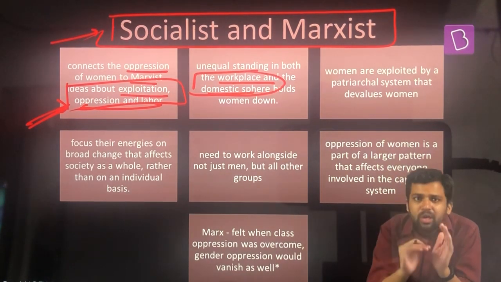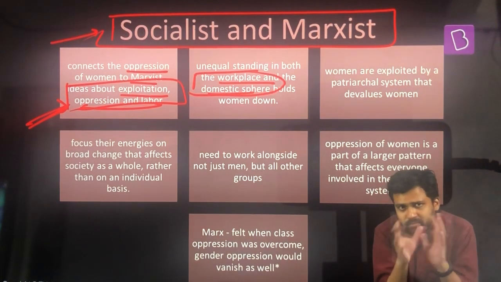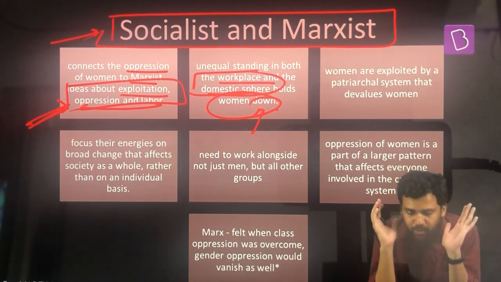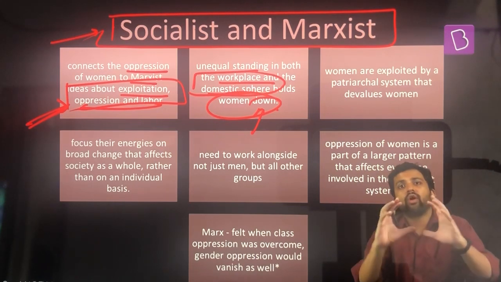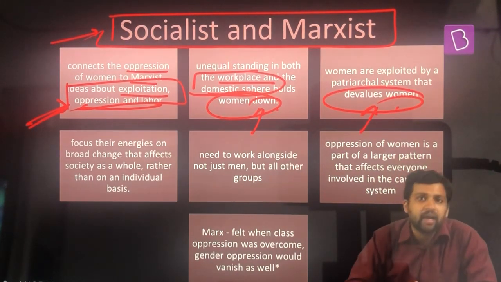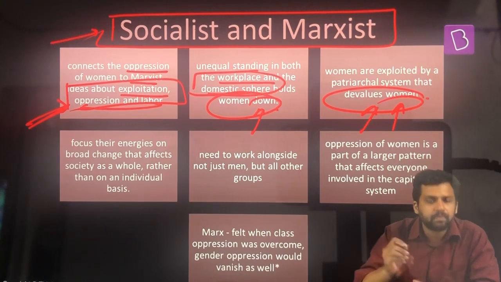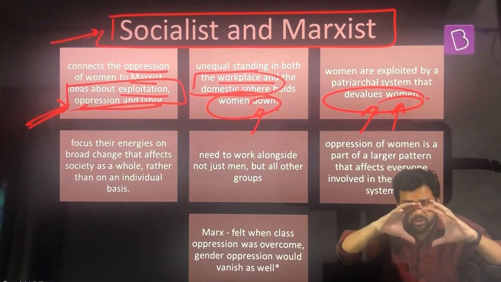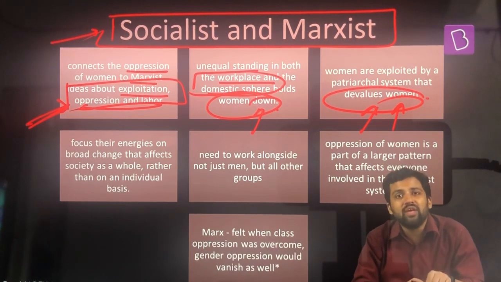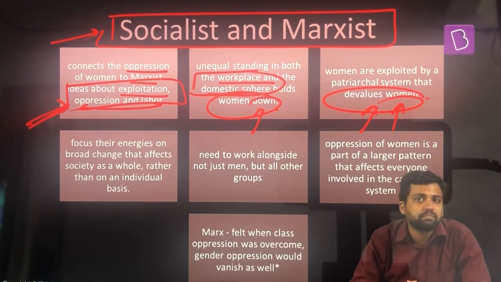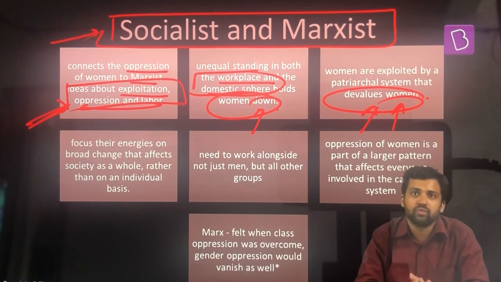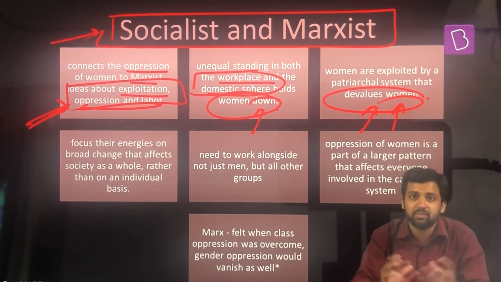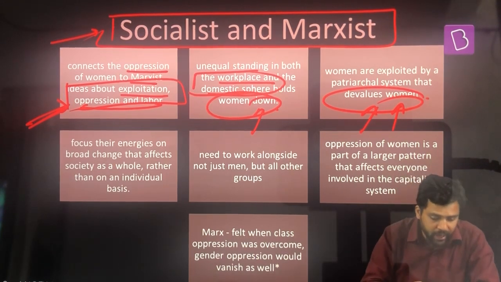This standing of women in these two spheres is the reason why women are let down, why women have always been subjugated. Indirectly, what is being said is that the system is patriarchal and it devalues women. So the structure of society needs to be changed, and only then will women be at par with men. The problem is with the structure of society. Keep this in mind: the socialist Marxist perspective talks about the entire system. The system is at fault, and this has to be taken care of.